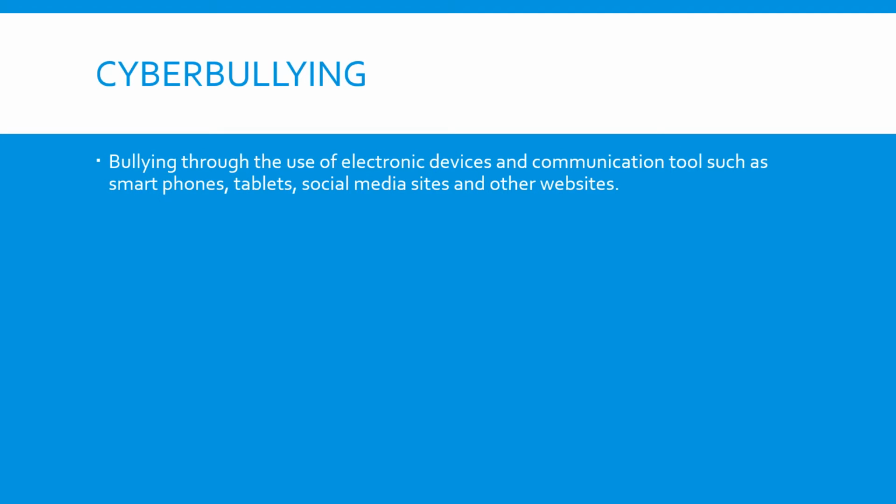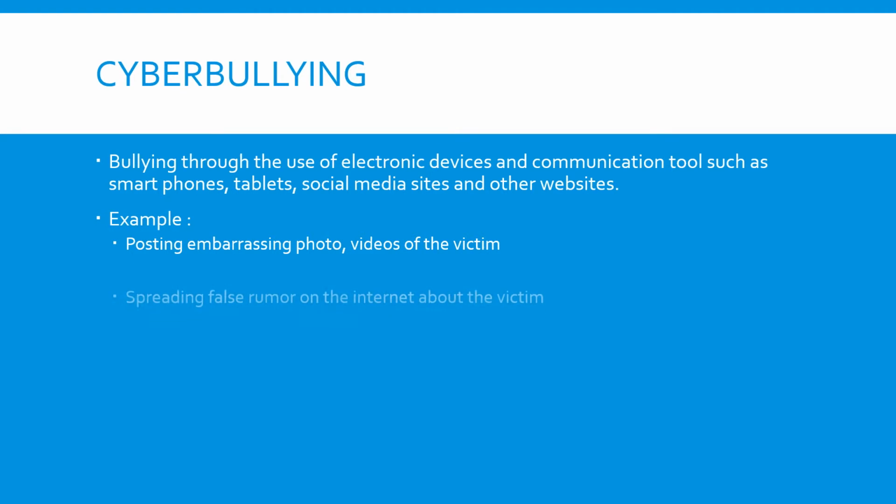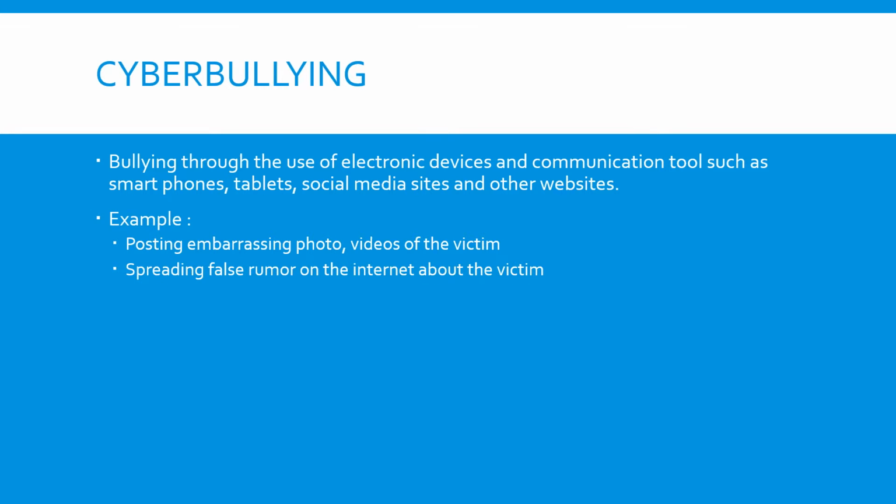Cyberbullying is bullying through the use of electronic devices and communication tools, such as smartphones, tablets, social media sites, and other websites. For example, posting embarrassing photos or videos of the victim, spreading false rumors on the internet about the victim, sending mean text messages or emails.